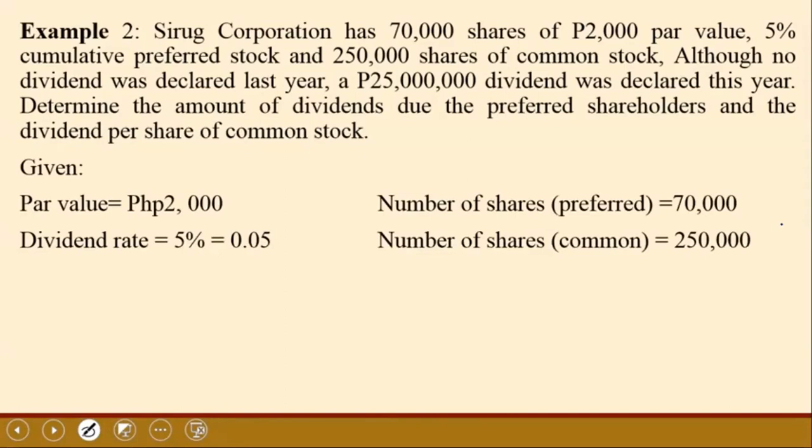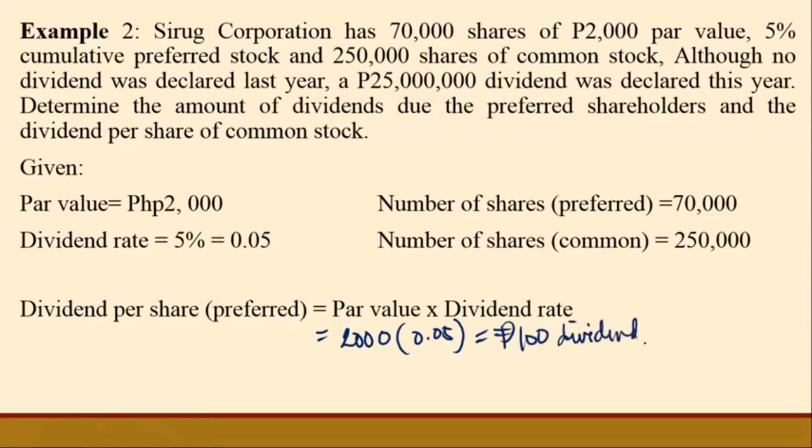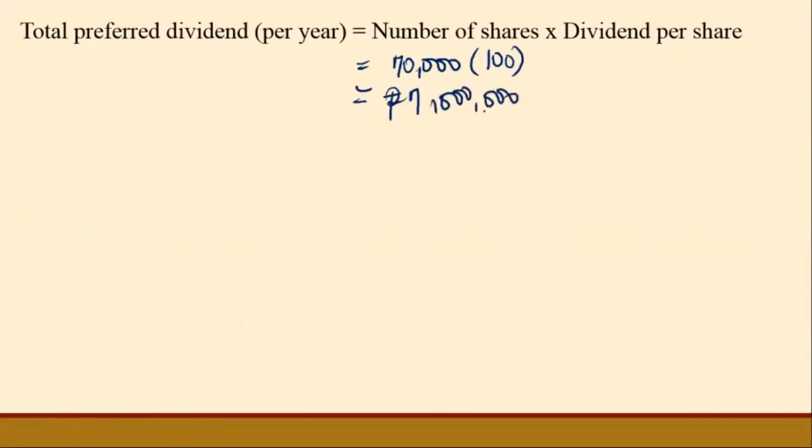Okay, so we have to compute for the dividend per share. This is equal to 2,000 times 0.05, which is equal to 100 pesos dividend per share. And the total preferred dividend per year is equal to the product of the number of shares and dividend per share. The number of shares is 70,000 and the dividend per share is 100. So this is 7 million pesos. So the total preferred dividend for every year is 7 million.